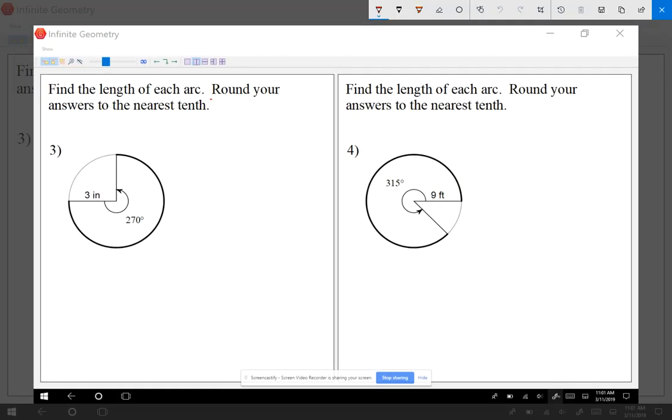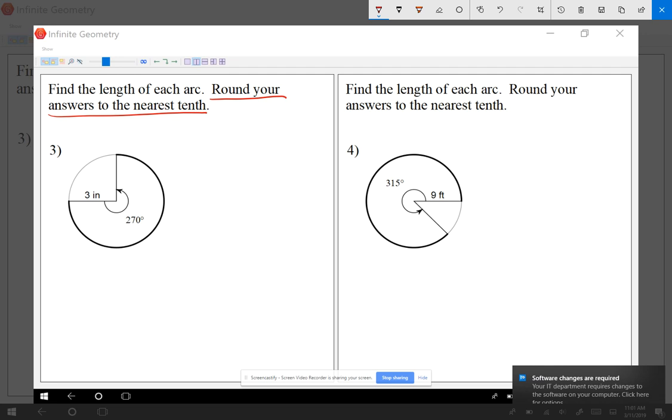When I include this in your instructions, when I say round your answers to the nearest tenth, I'm asking you guys to use pi as a decimal. So don't leave pi as a pi, make pi a decimal. And we round it to be 3.14. So looking at this question, find the length of the arc.